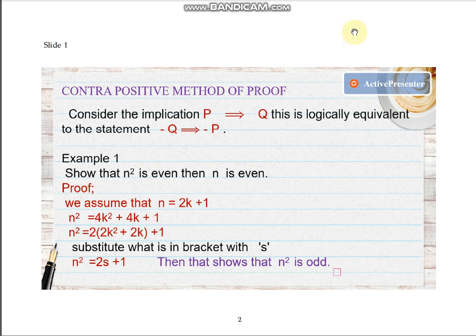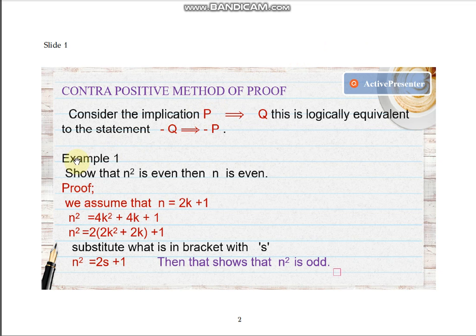This is logically equivalent, of course, to saying that not Q implies not P. It is something logical, something that adds up: if Q is false, then P is also false. And if P is true, then Q is true.